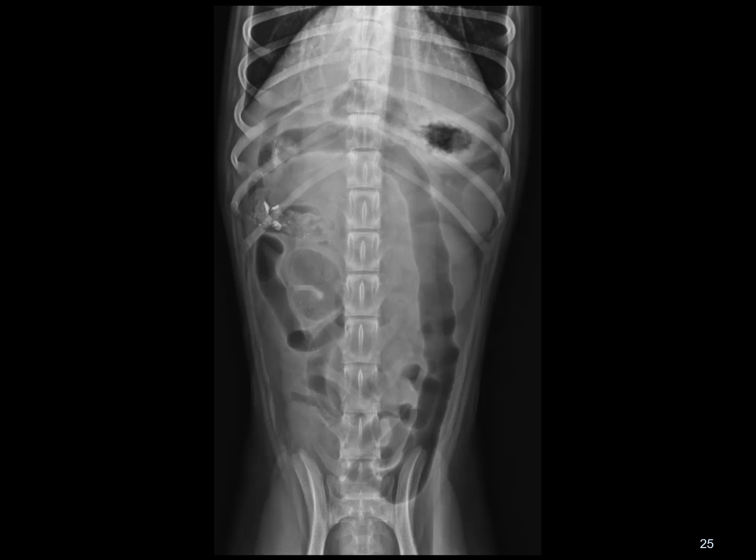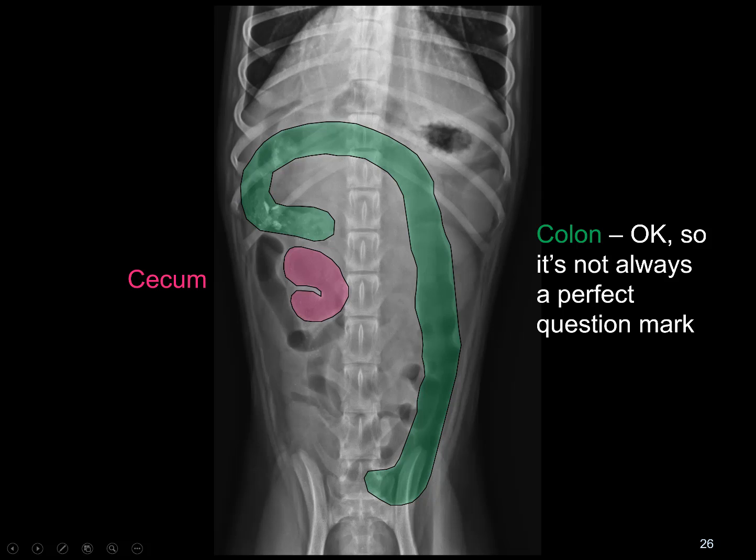So here we have a normal dog with a relatively normal colon. This one's fairly gas-filled, so it stands out really nicely on these survey radiographs. There's a little bit of fecal material, a little bit of mineral material in the colon here, but mostly a nice gas-filled colon. And you can see that the cecum is easily seen right here in the mid-abdomen on the right, and then you can see the ascending colon, transverse, and descending parts of the colon, which I will highlight there for you.